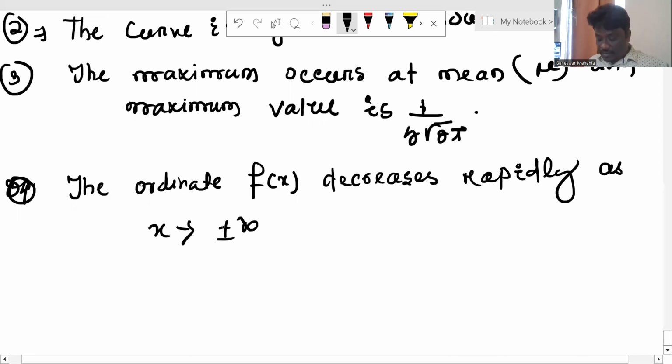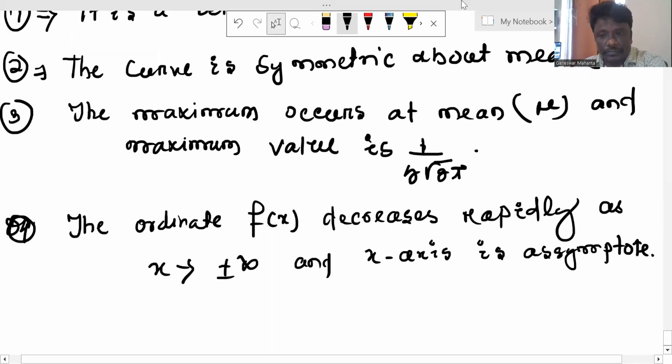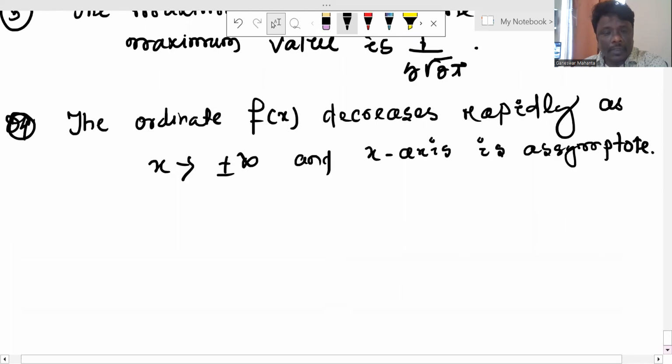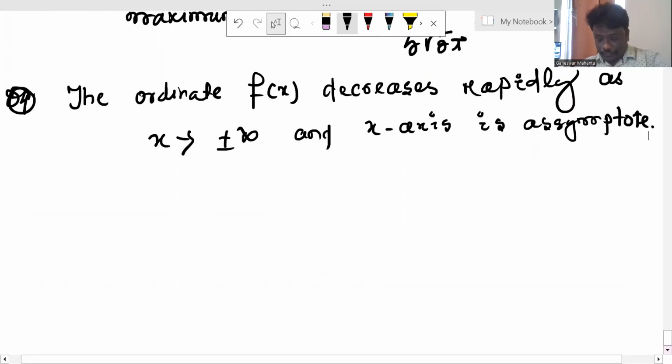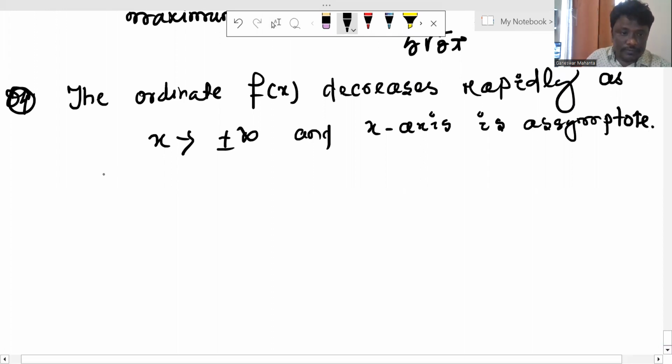And the x-axis is an asymptote. This is the x-axis represented here, and we say that is the asymptote. The x-axis is the asymptote of the curve.